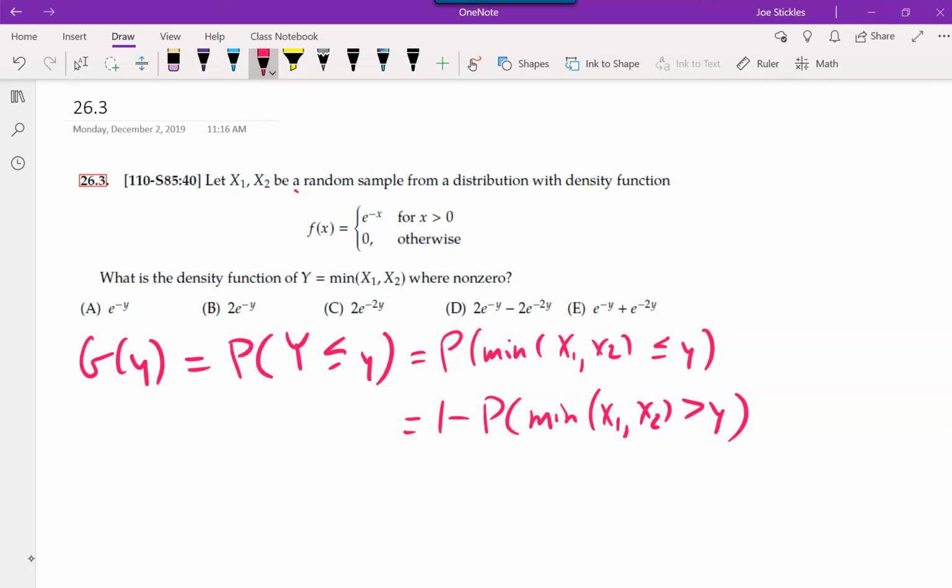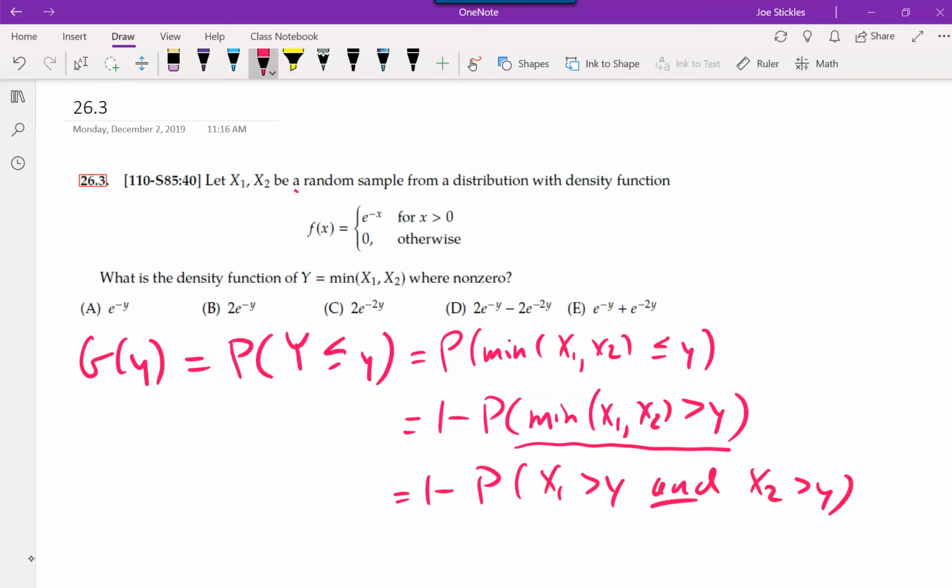All right. So let's think, why does it make it easier to consider this idea now? How do I know that the minimum is greater than y? What has to be true? When one or both... Is it or? So I want the minimum to be greater than y? They both have to be greater than y, right? If the minimum is greater than y, they both have to be greater than y. So this tells me that would be the probability that x1 is greater than y and x2 is greater than y.